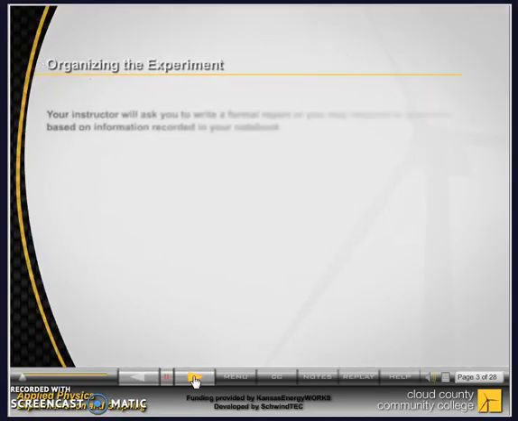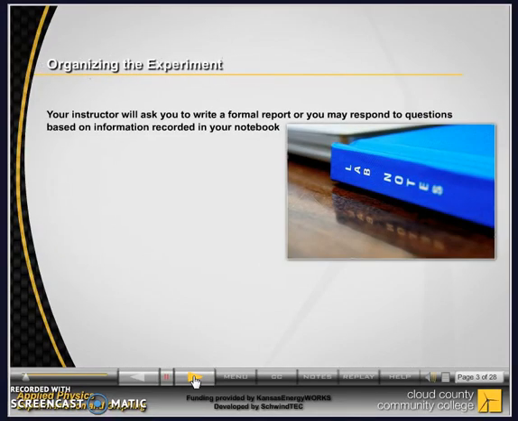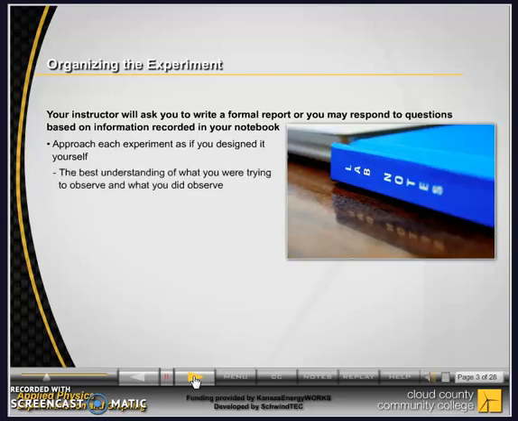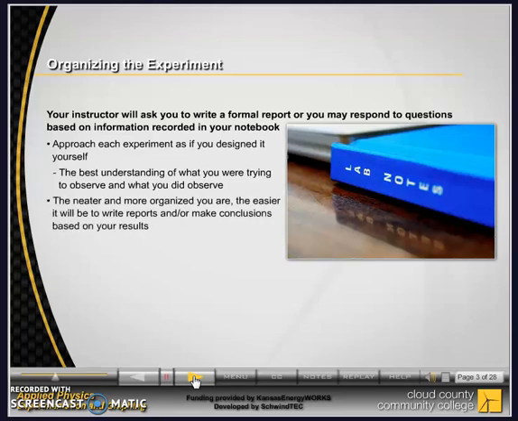Your instructor will ask you to write a formal report, or you may respond to questions based on information recorded in your notebook. To fully benefit from the experience of having performed the experiment, it is helpful to approach each experiment as if you designed it yourself. That way you will have the best understanding of what you were trying to observe and what you did observe. Keep in mind that the neater and more organized you are, the easier it will be to write reports and/or make conclusions based on your results.